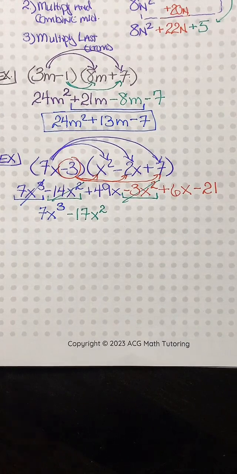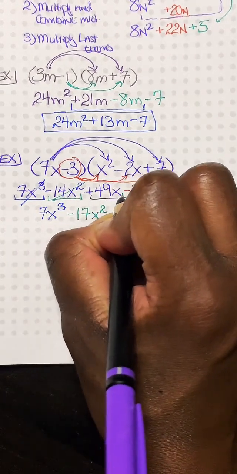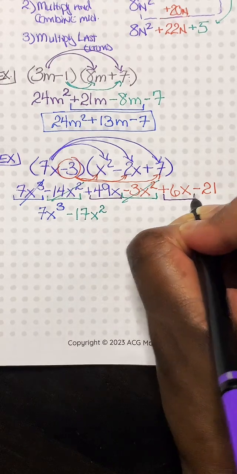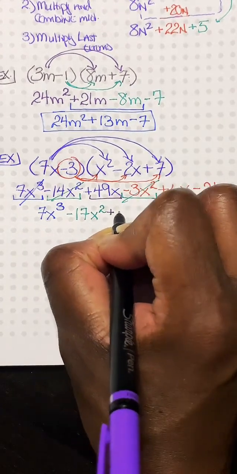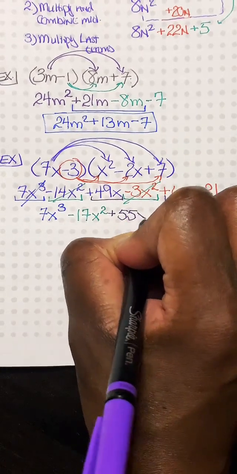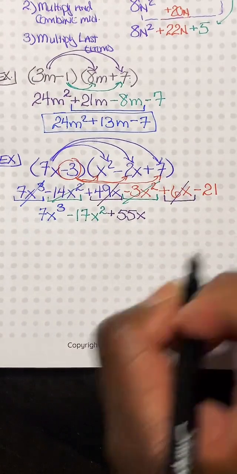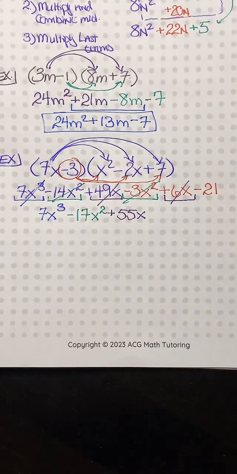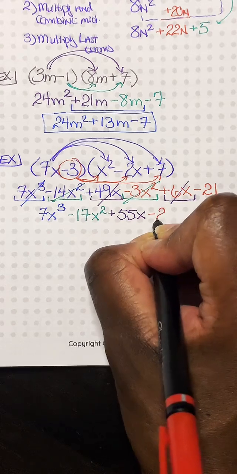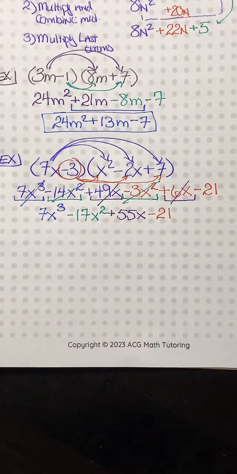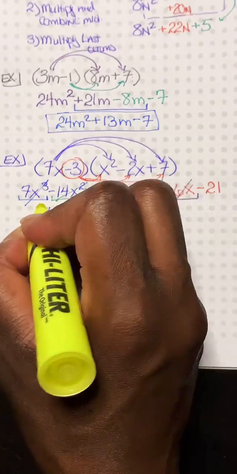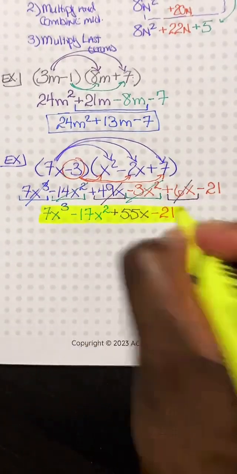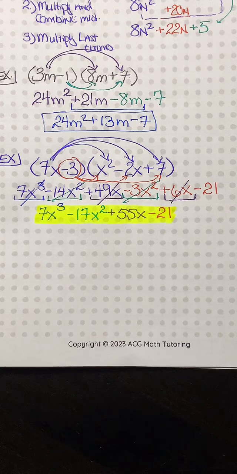Then we have to combine 49x with 6x. So 49 plus 6, I think it was that 55 that everybody was talking about, and it's going to be a positive 55x. And then what's left over is our minus 21. So our final answer for this one is 7x cubed minus 17x squared plus 55x minus 21.